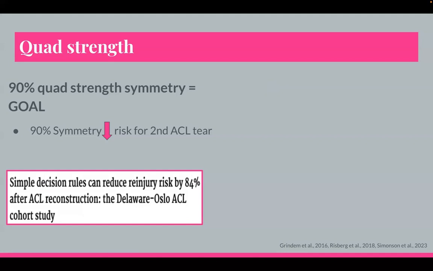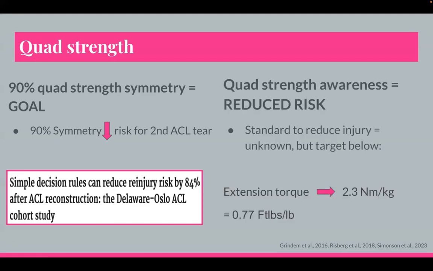There's an entire test battery determined by your PT, if you can return to sport or not, that includes hamstring strength and hop test symmetry. People tend to have an easier time restoring hamstring strength and hop test symmetry, so for this presentation, we're not going to focus on those as much and just talk about quad strength. Being aware of what your quad is able to do strength-wise is going to really reduce your risk of a second tear. The standard to reduce injury is unknown, the exact standard at least.